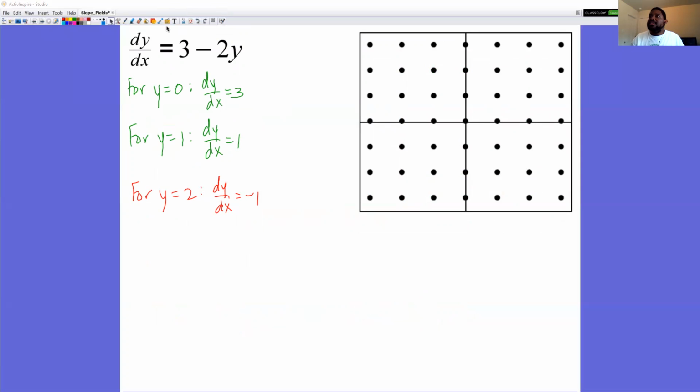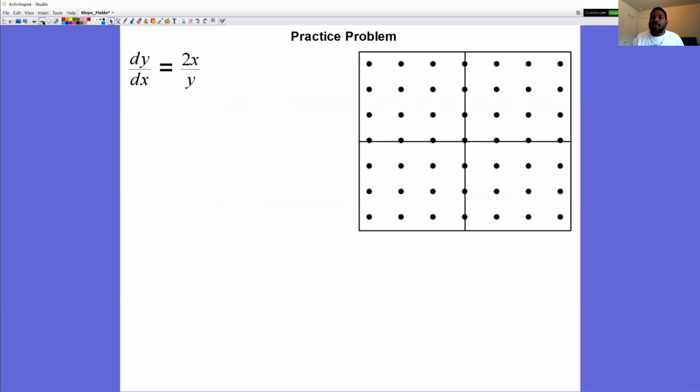And based off these slopes, here will be the slope field for this differential equation. So every differential equation is different based off of what the derivative is. So if you understand the first two examples, then here is a practice problem for you to do.